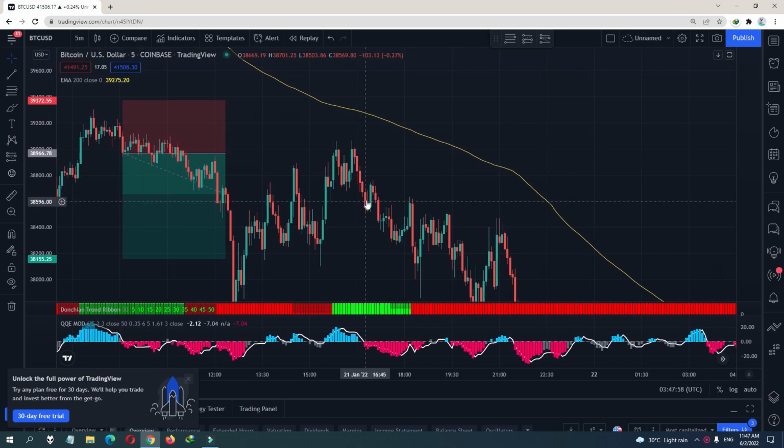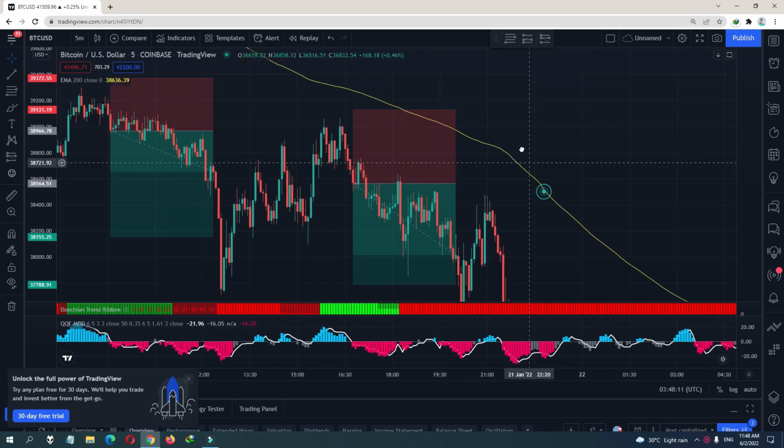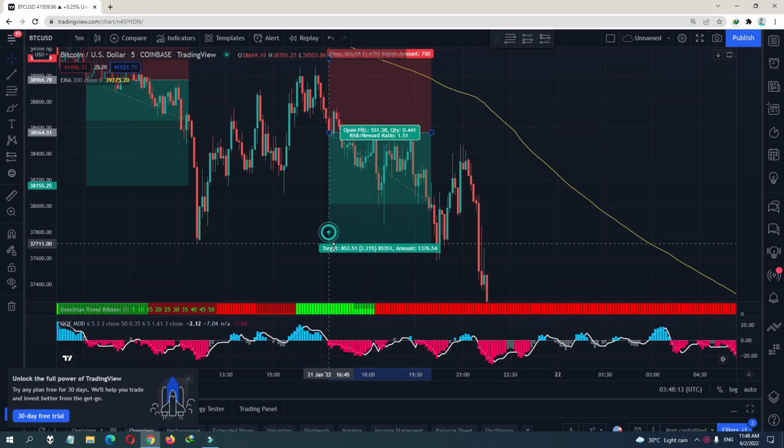Okay, so we have another signal here. So the Donchian is green, price below 200 EMA, so we can take this. All right, take this here. Stop loss is right there, and we can target 1 to 2.